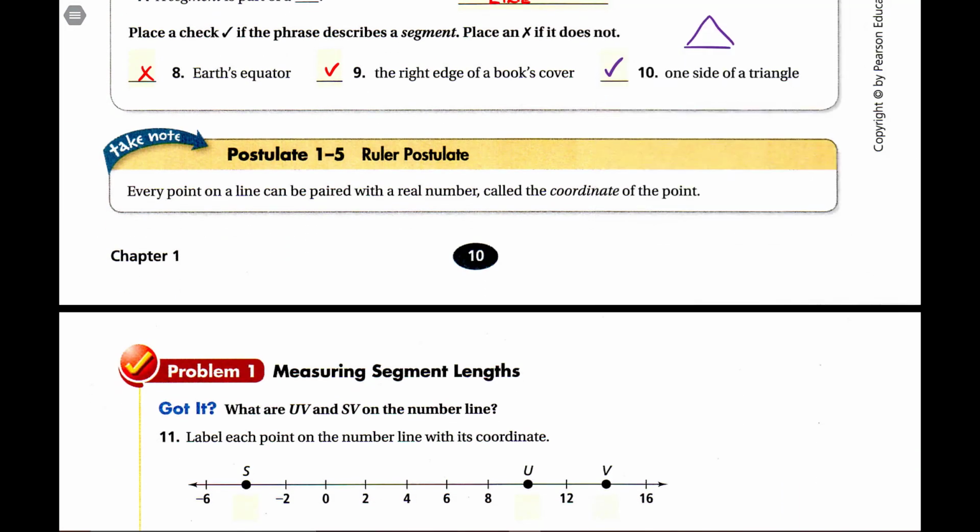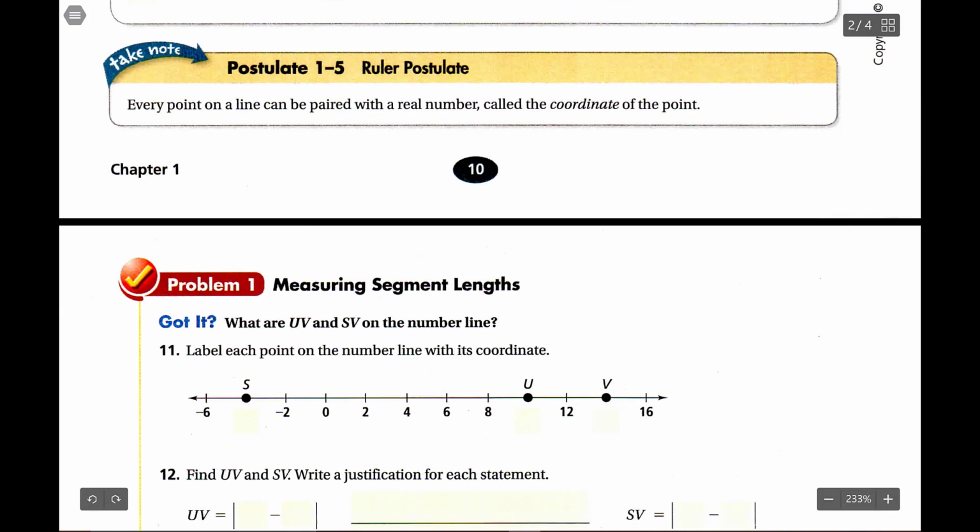The ruler postulate. This is a new postulate. We did postulates 1.1 through 1.4 yesterday. This is postulate 1.5. Postulate 1.5 states that every point on a line can be paired with a real number called the coordinate of the point. So any point we pick on a line, we can give it a coordinate, or a numeric value, and that would be its location in space.